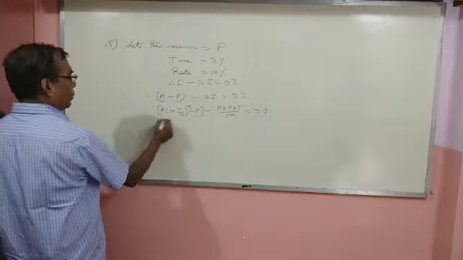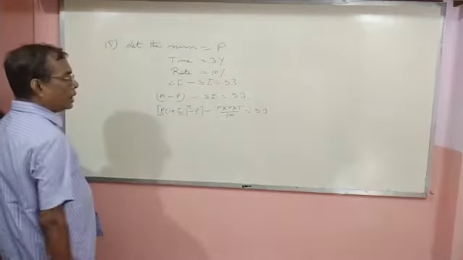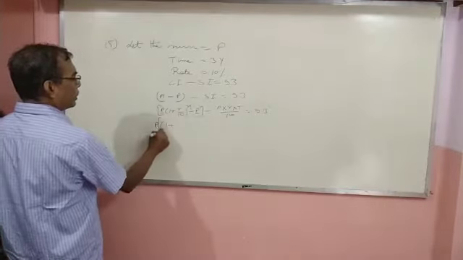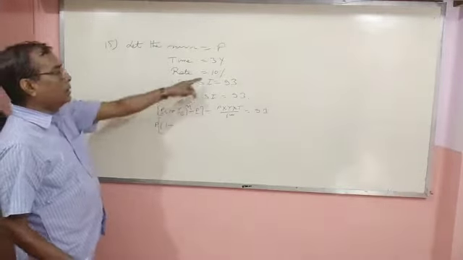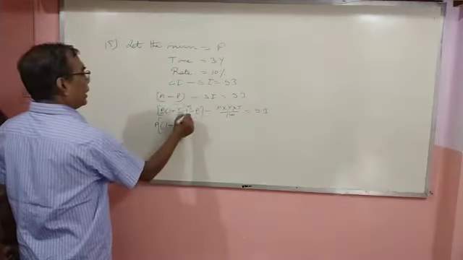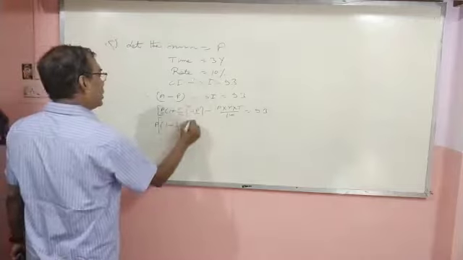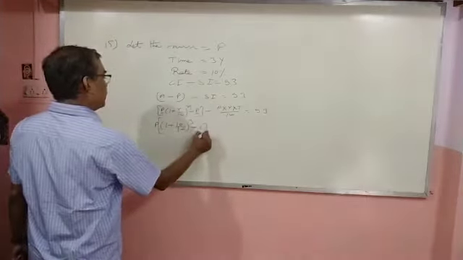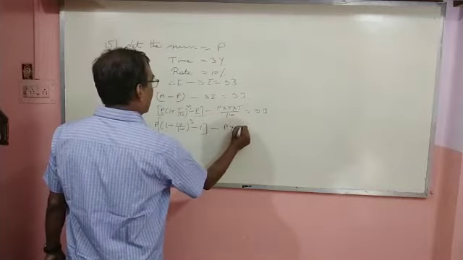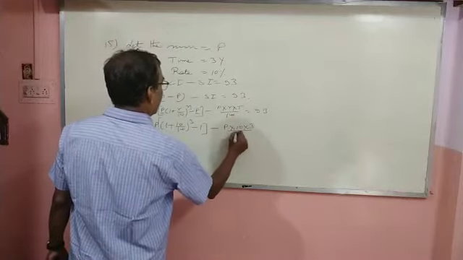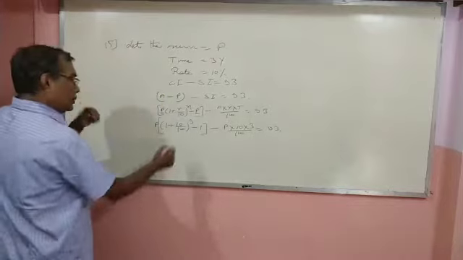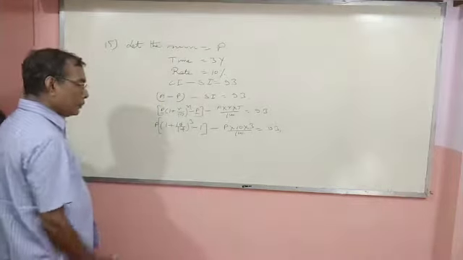Now substitute the values. Before substituting, take out common this P into 1 plus R. What is R here? 10%. So 10 by 100, power n. n is how much? 3 years. Minus 1. Minus P, R is 10, time is 3, by 100 is equal to 93. This 0 is supposed to be cancelled.